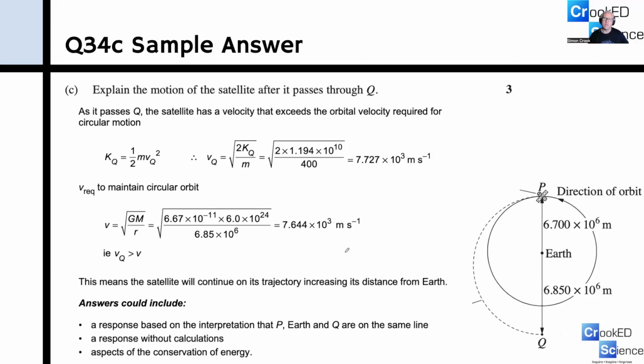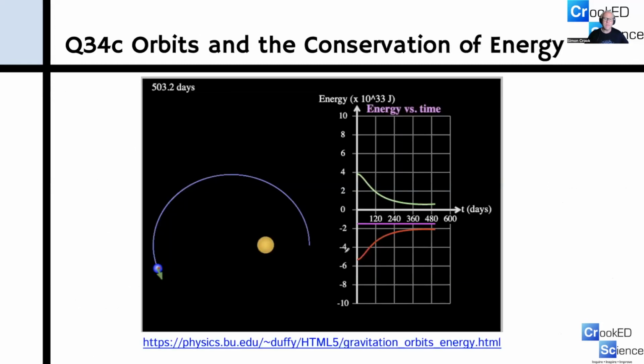The best way to explain all of this is actually using a simulation from Andrew Duffy from Boston University. So this is absolute gold for explaining all of the orbital energies and the idea of the conservation of energy, and also to explain why that sample answer can't actually be true, and what actually happens in scenarios with elliptical orbits and changing orbits and the like.